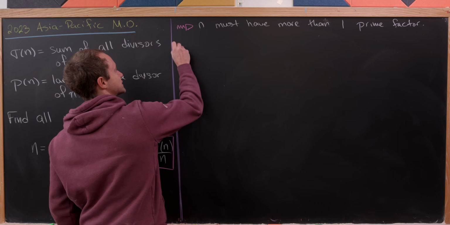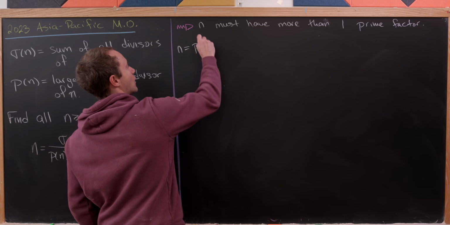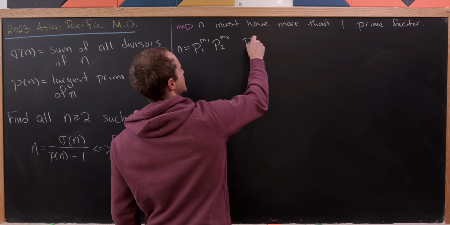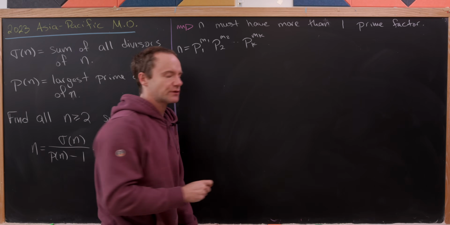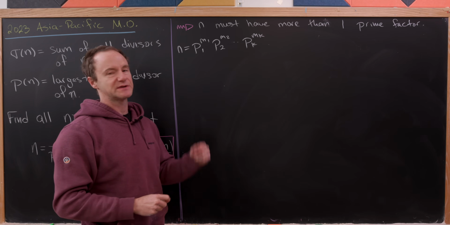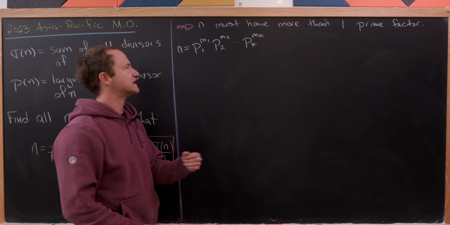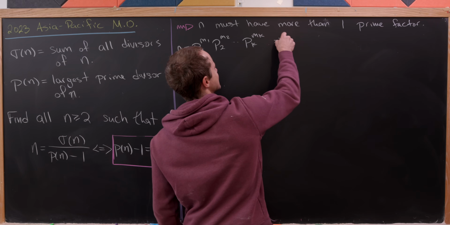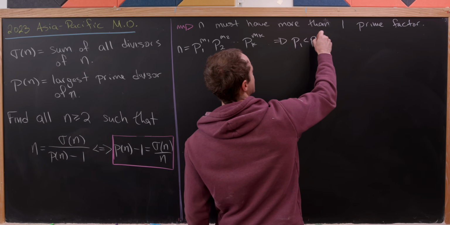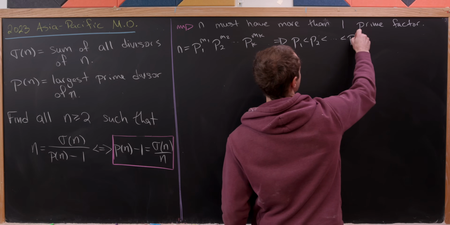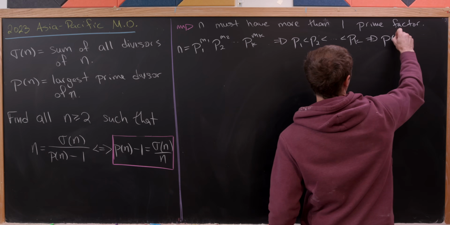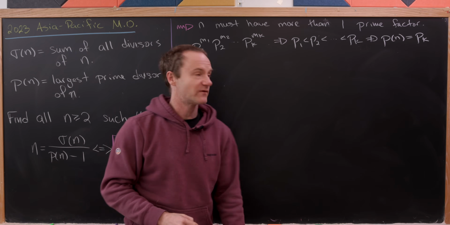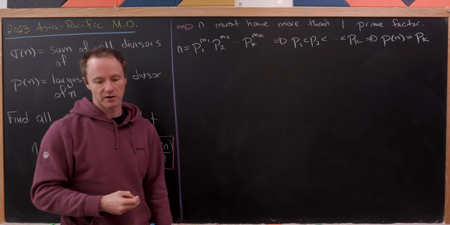Okay, so now let's write n as p1 to the m1 times p2 to the m2 all the way up to pk to the mk. So in other words, our prime factors are p1 up to pk, and they have the exponents m1 up to mk. But now let's observe, we might as well say that we have an ordering here where p1 is less than p2, all the way up to less than pk, meaning that our p of n is equal to p sub k, because that's the largest prime factor or prime divisor of our number n.